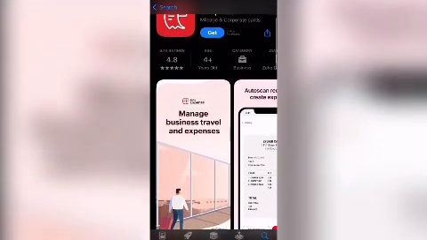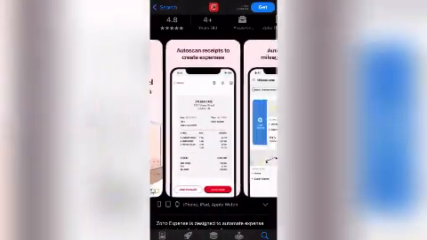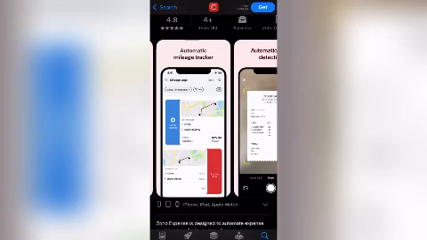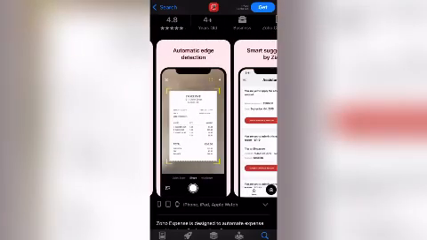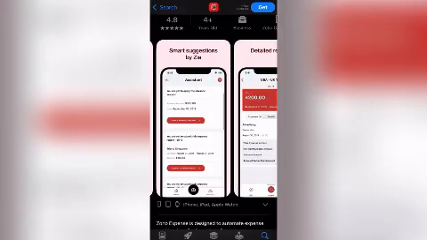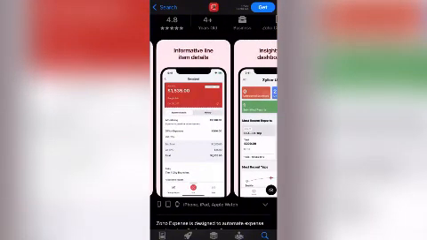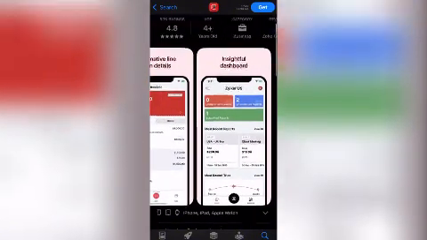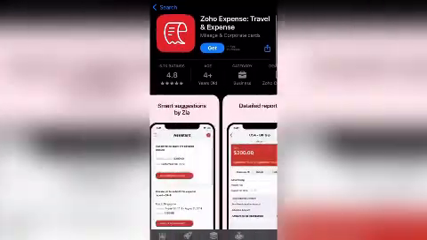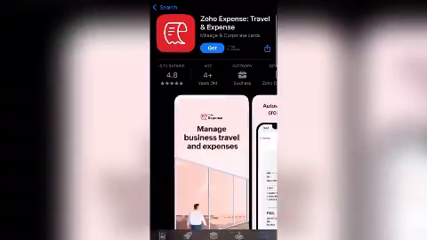One of the key features of Zoho Expense is its integration with other Zoho tools and third-party platforms such as QuickBooks, Xero, and G Suite, which makes syncing financial data effortless. The app also offers multi-level approval workflows, customizable policies, and real-time analytics for better control over company expenses.